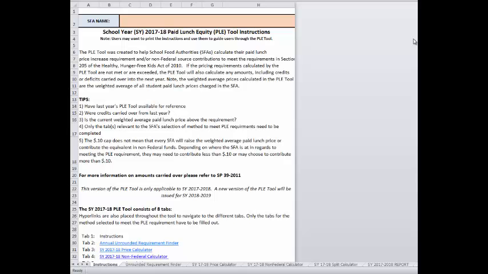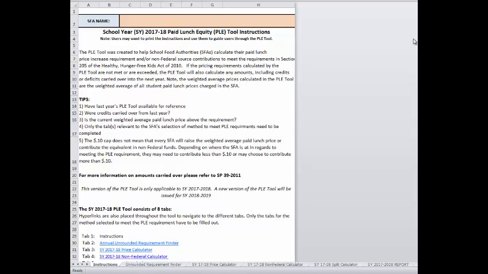Hello, and welcome to our mini training on completing the USDA Paid Lunch Equity Tool. This mini training is going to focus on completing the tool for those sponsors who have decided that they can increase their prices, but not to the full amount required, and they're going to make up the shortfall by contributing non-federal funds to their nonprofit food service account.